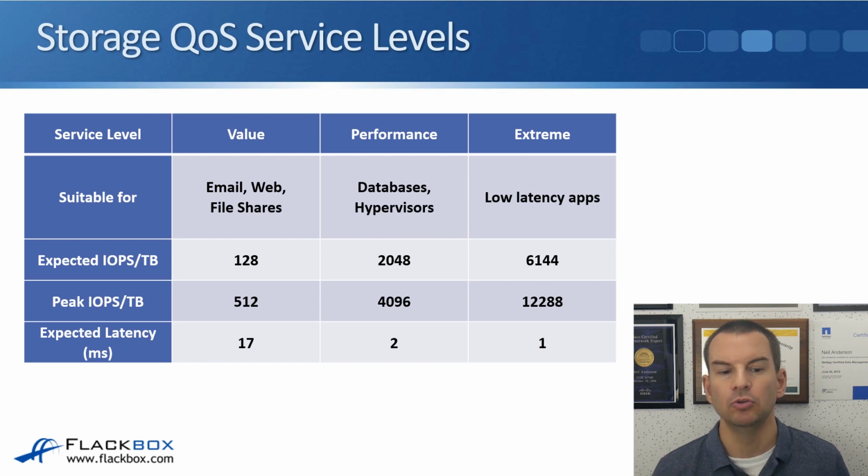And finally, you have got the extreme service level. This is for your highest performance apps that require low latency. Expected IOPS per terabyte is 6144. The peak IOPS per terabyte is 12288. And the expected latency is up to 1 millisecond.